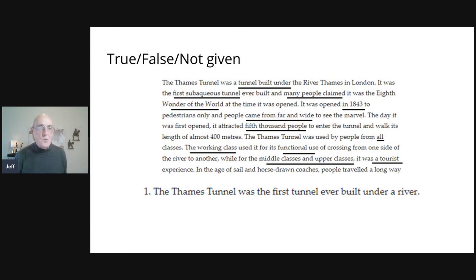So I have the passage above, and here's the first question that we're going to look at. I hope it's a little better, and maybe you're adjusting to being able to see the information on the slide. But number one, the Thames Tunnel was the first tunnel ever built under a river. So what do you think? Is this true? Is this statement false? Remember, it's according to the passage. Is this true or false or not given?